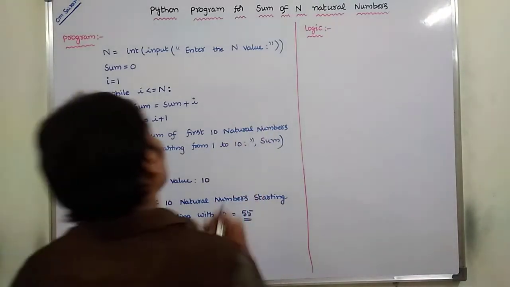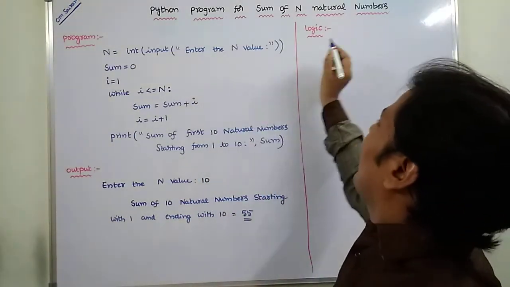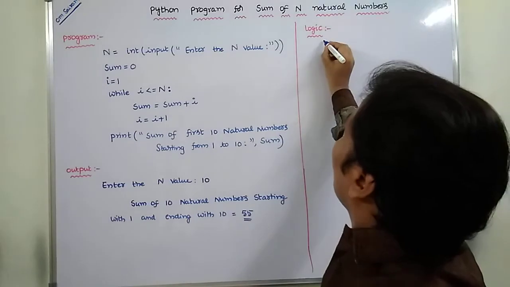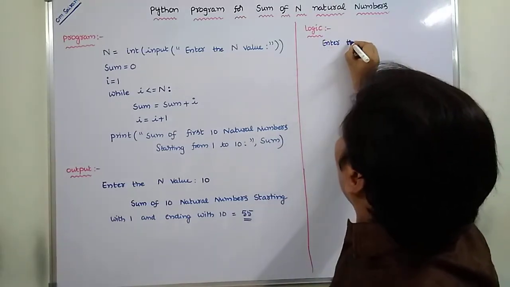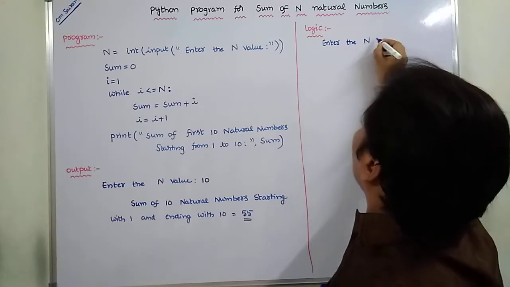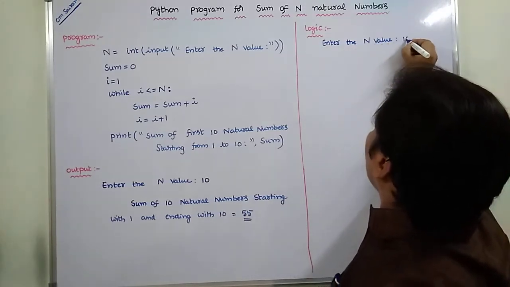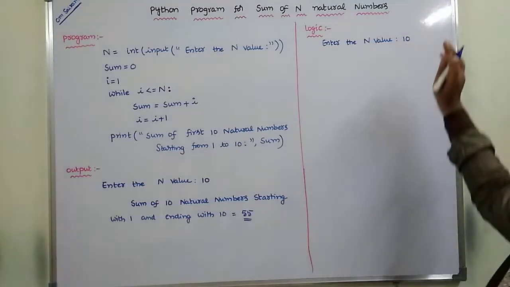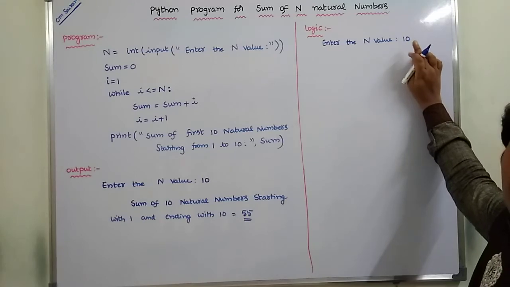Okay. Now we go for logic. Okay. First, enter the n value. First line, enter the n value. So I am giving n value is equal to 10. So this 10 can be entered by the user from the keyboard.